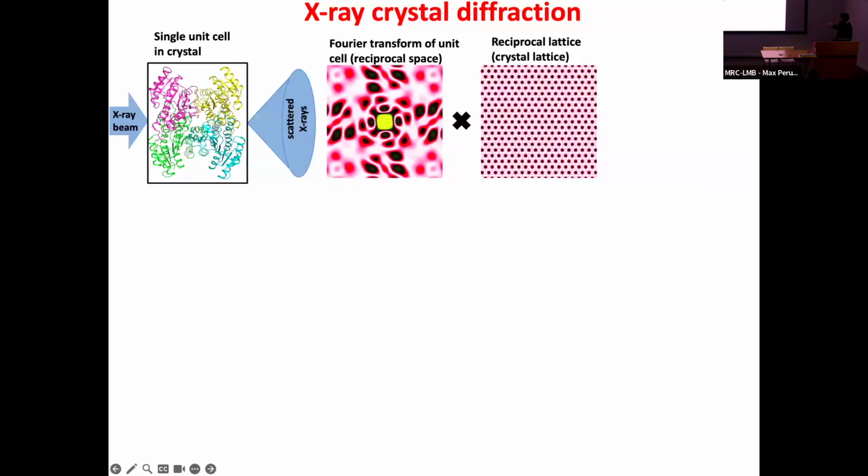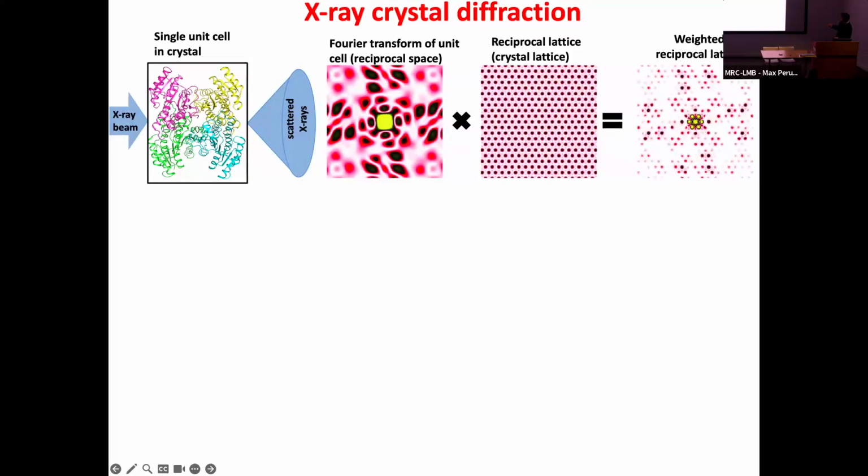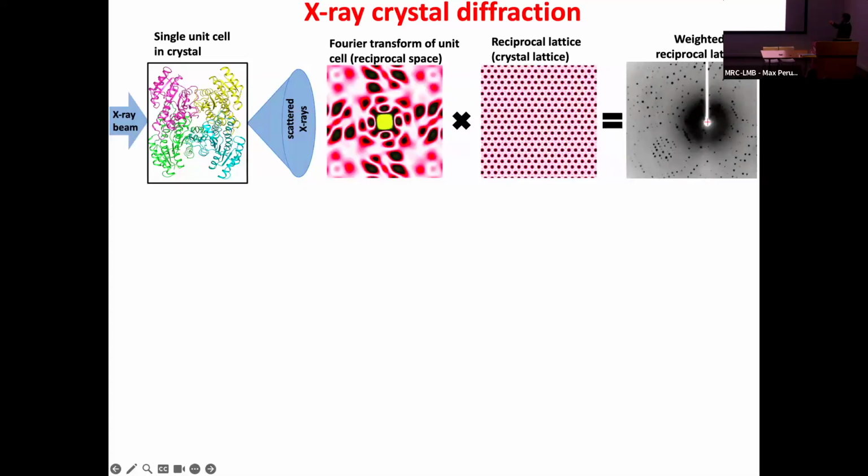However, there's a problem: the diffraction will only be in the direction of the lattice points. So it's only where you see the points that the signal will be amplified, and in between the points the signal actually will be destroyed. There will be no interference. So what you end up with is an image of your molecule, but only in the direction of the lattice of the crystal. In reality, when you shoot a crystal with an X-ray, that's what it really looks like.